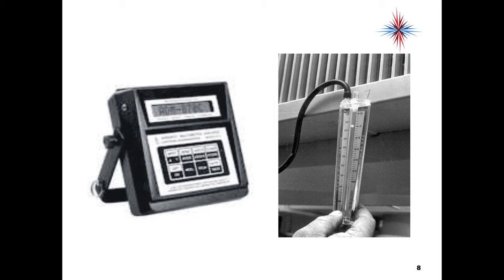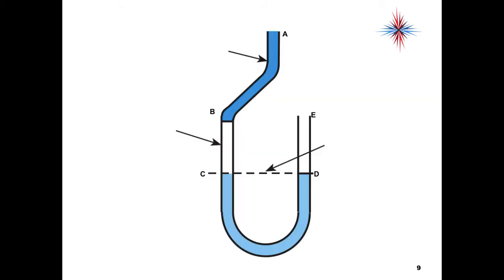One inch of water gauge is 0.04 psi. So 0.04 pounds per square inch is 1 inch of water gauge, or 1 inch of water column. Now, let's figure out what water gauge or water column is. I understand I'm using the two interchangeably, water gauge and water column. It is really the same thing.